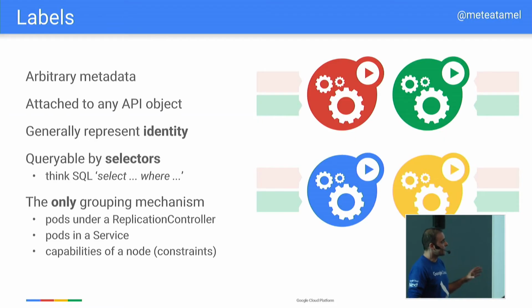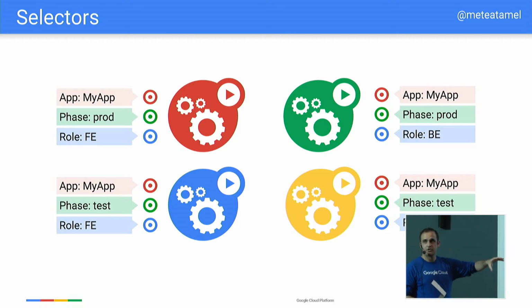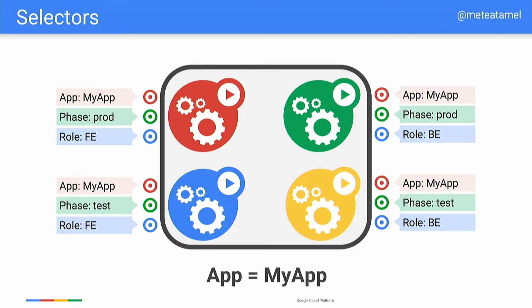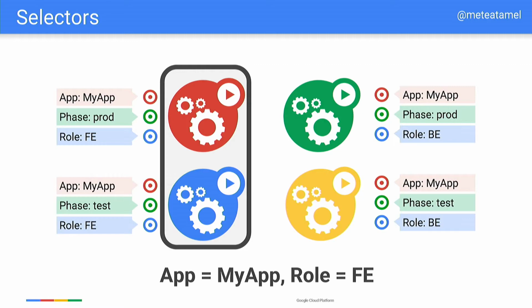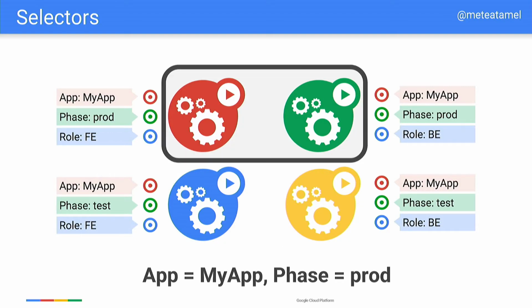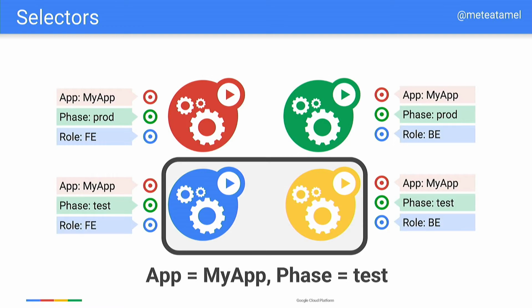Once you have your pods, you can label them. You can attach key value pairs to your pods. In this case, for example, I have a label called app that has the value my app, and then I have other labels called phase and role. The cool thing about labels is that once you label your pods, you can access them using these labels. You can say, give me all the pods that are part of my app. If you want to say, give me all my apps that have the front-end role, you can say app equals my app and role equals front-end. If you want to get the back-end ones, you can do that. If you want to get the production ones, you can do that. If you want to get the test ones, you can do that. By labeling your pods, you basically group them in any way you want.